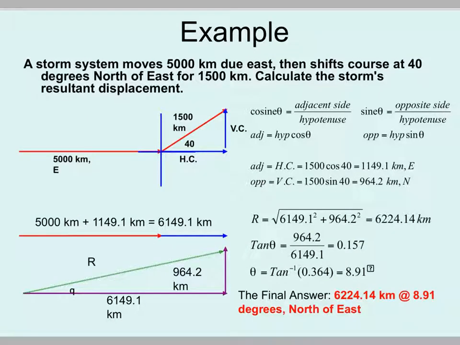Okay, here we have one additional example problem. A storm system moves 5,000 kilometers due east and then shifts course at 40 degrees north of east for 1,500 kilometers. Calculate the storm's resultant displacement. Sounds a little confusing, but first off, we're going to draw that 5,000 kilometers, and then right here we're going to make it 1,500 kilometers, and this right here is our angle.